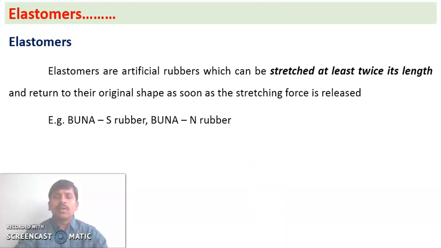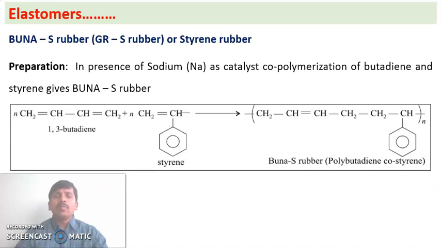Now we'll talk about the Buna S rubber. Buna S rubber is also called GRS rubber, government rubber S, also called styrene rubber, also called polybutadiene costyrene. So now we will discuss the preparation of Buna S rubber.